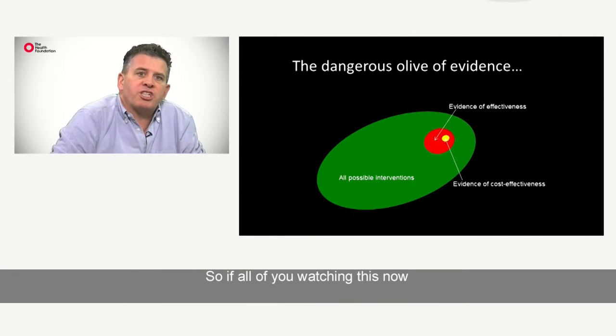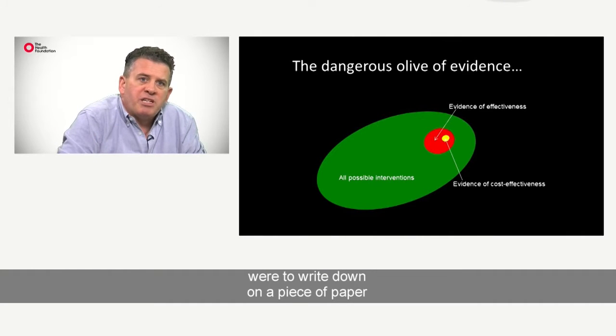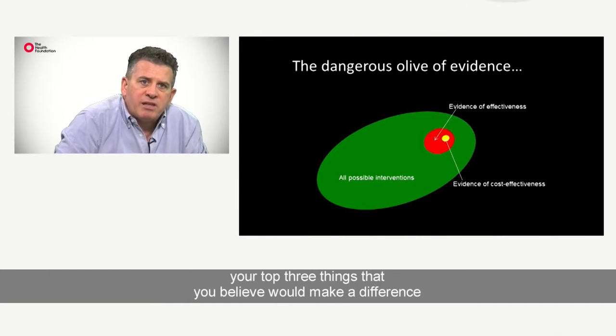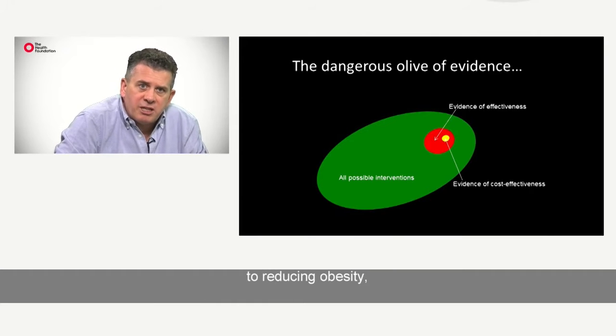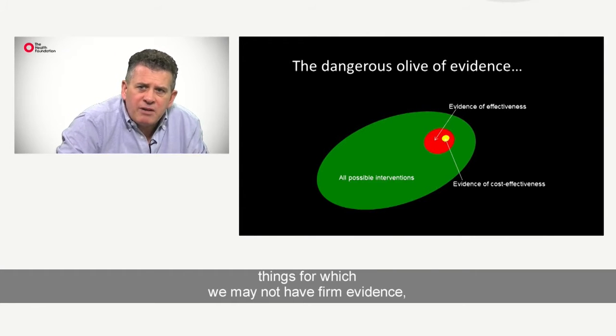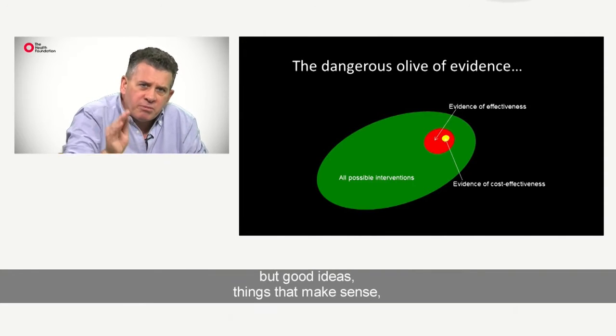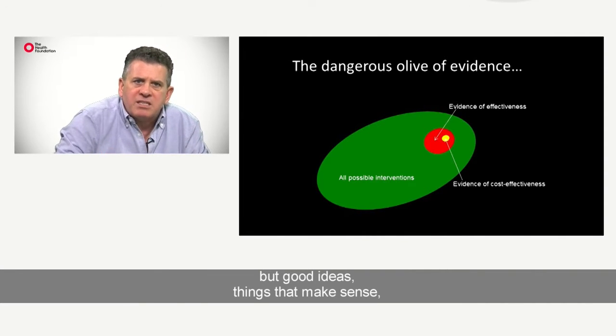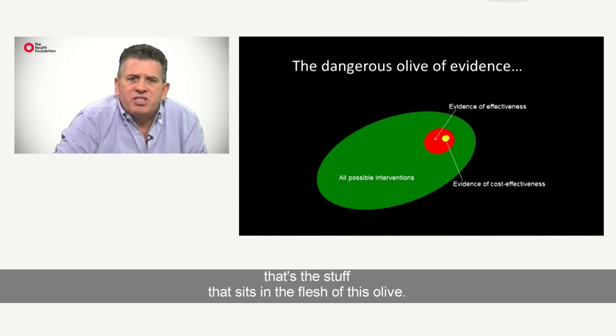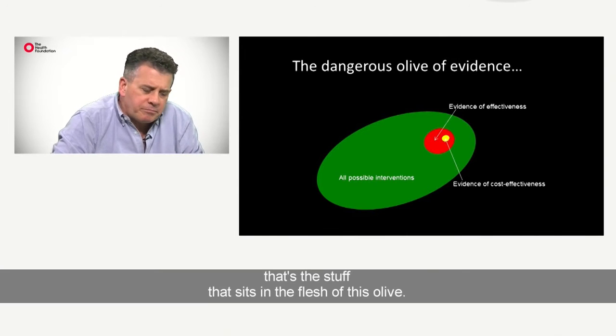So if all of you watching this now were to write down on a piece of paper your top 3 things that you believe would make a difference to reducing obesity, things for which we may not have firm evidence, we may not have a solid trial or a study, anything published in a journal, but good ideas, things that make sense. That's the stuff that sits in the flesh of this olive.